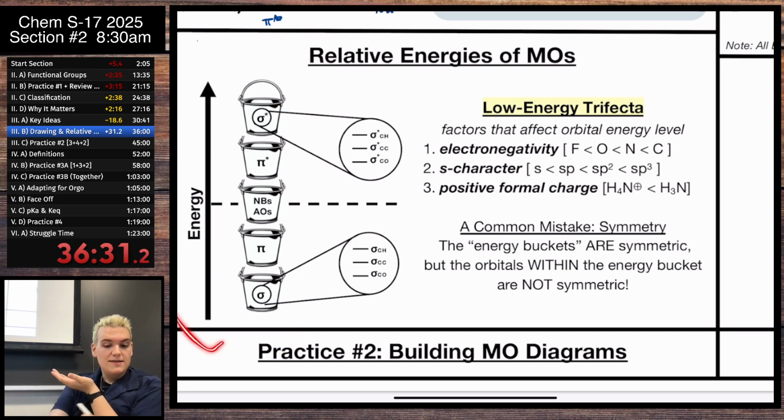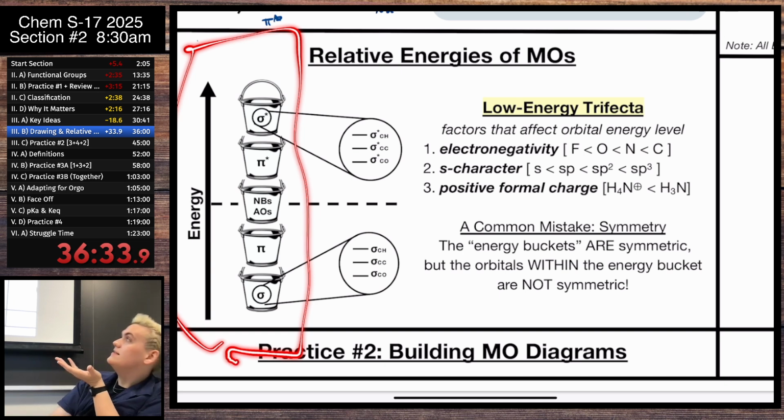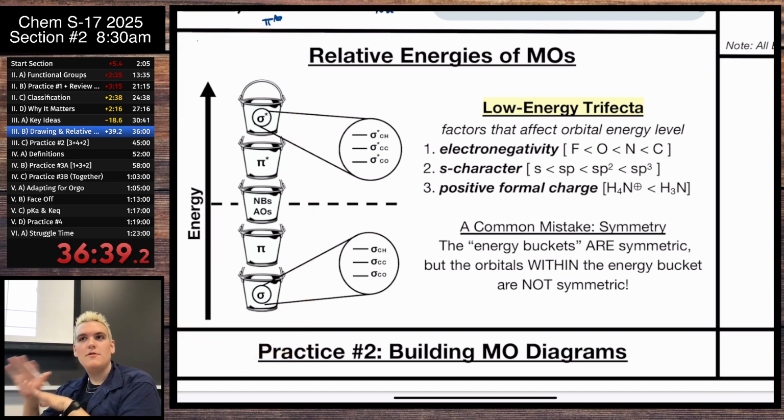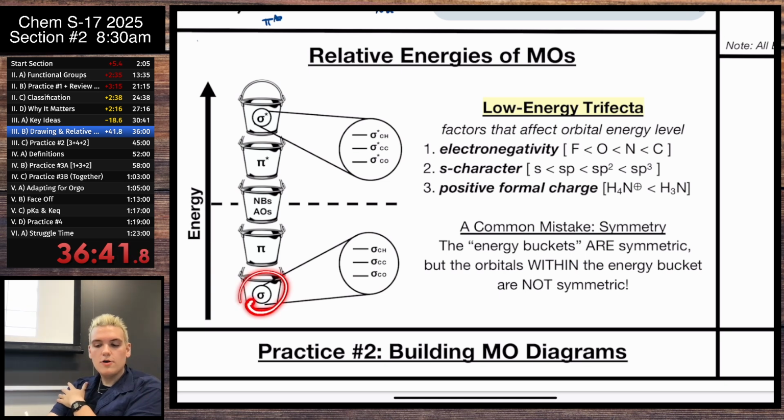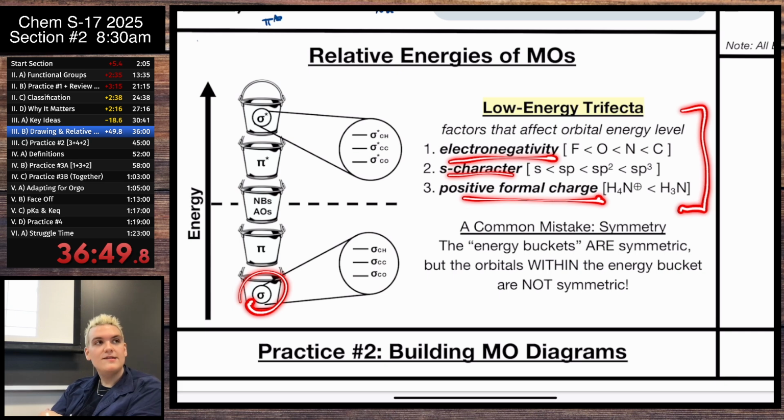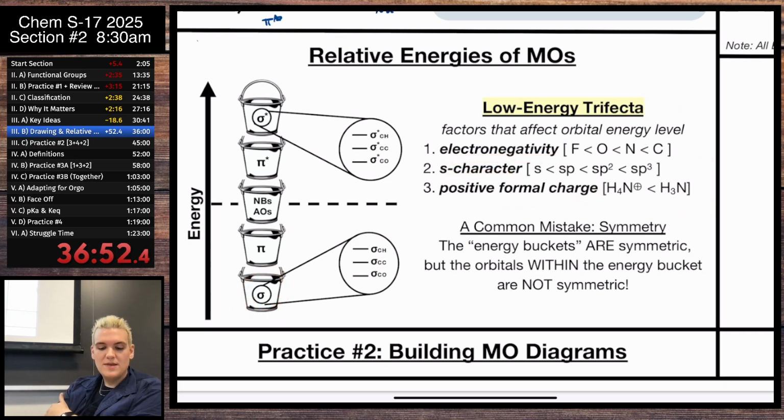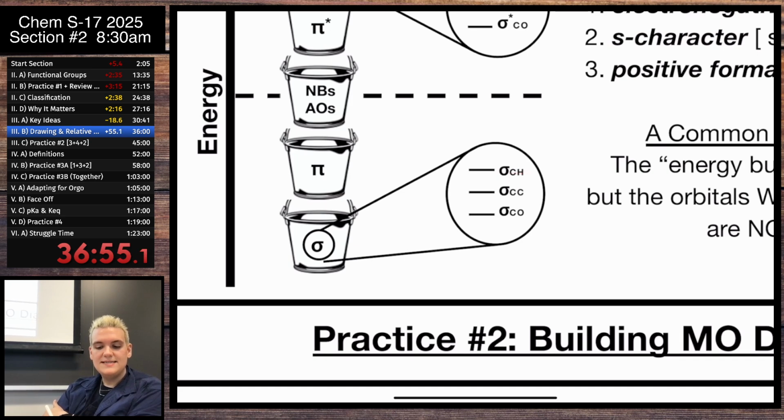And this is symmetric, like these buckets, if you look at it from this level, it looks really symmetric. But inside the buckets, it's not always going to be symmetric. Inside the buckets, our low energy trifecta determines the order of things. So electronegativity, s character, and positive formal charge, those are the things that are going to make our orbitals lower in energy. So here, when we have a CH, a CC, and a CO, we say that carbon is more electronegative than hydrogen, so carbon-carbon is going to be lower in energy, and then oxygen is more electronegative than carbon, so it's going to be even lower in energy than that.